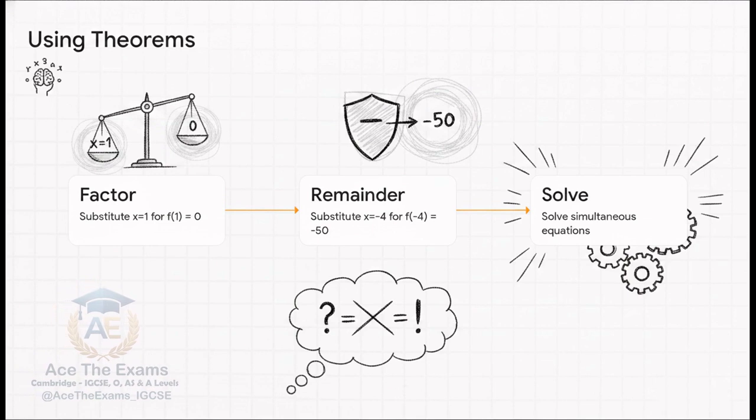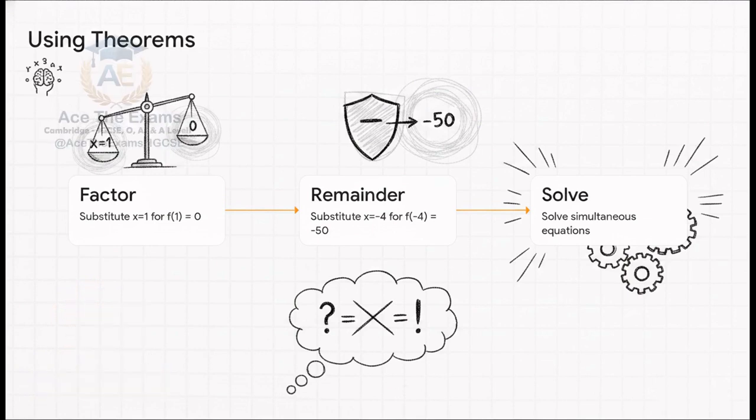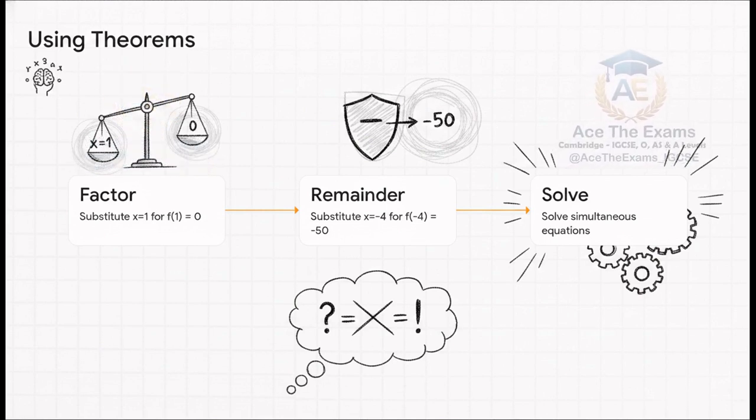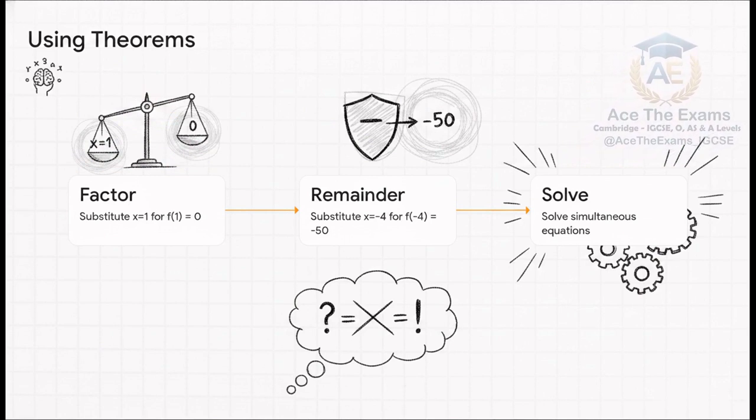In step 1, we substitute x equals 1 into our massive polynomial and set the whole thing equal to 0. This generates our first linear equation with a and b. In step 2, we substitute x equals negative 4, carefully managing our negative sign so we don't mess up like Alex would, and set it equal to negative 50. This generates our second linear equation. Finally, step 3 is simply solving these simultaneous equations. We've taken an overwhelming problem, decoded the command words, and created a simple, stress-tested pathway straight to the solution.